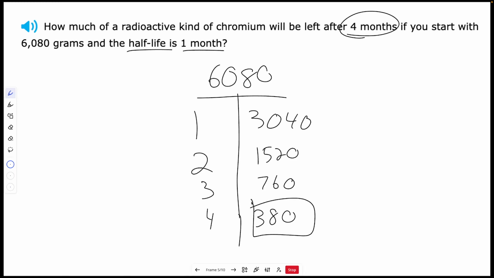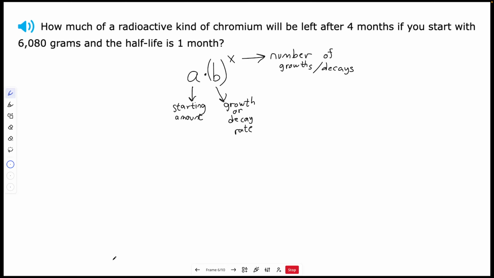Now, there is a shortcut, because what if it had wanted to know after 50 months, right? We're not going to divide by 2 50 times. The shortcut is this formula. It looks complicated, but it's not too bad. The first thing we need is the starting amount. So how much did we start with? Well, we started with 6,080 grams.